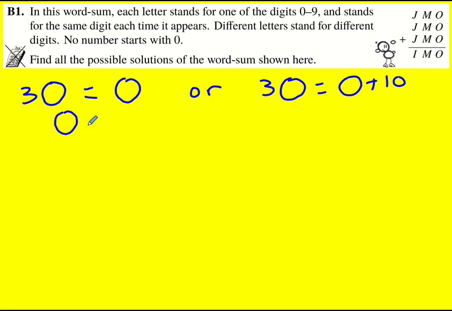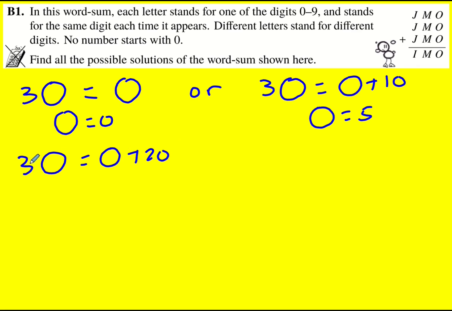Now in this case, I'd get O equals 0. And in this case, I'd get O equals 5. Or could I actually have 3O is O plus 20? No, I don't think I could, because then I would get O equal to 10, which is not possible. So we found two different avenues, basically. Let's look at case 1.